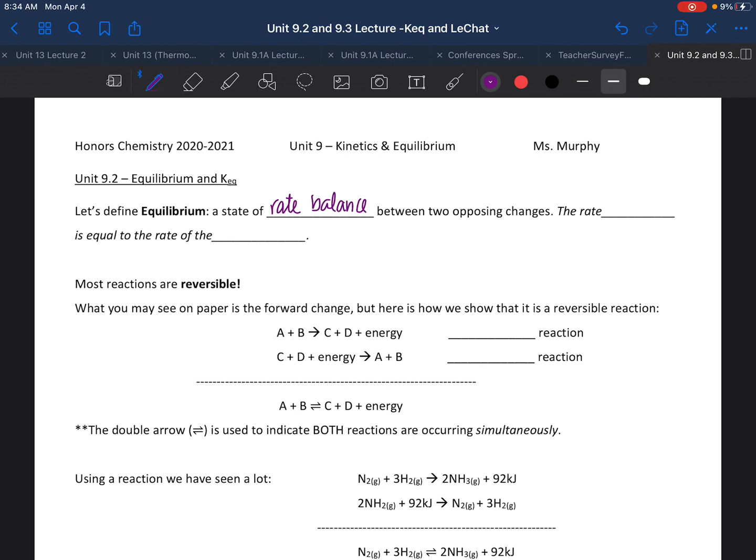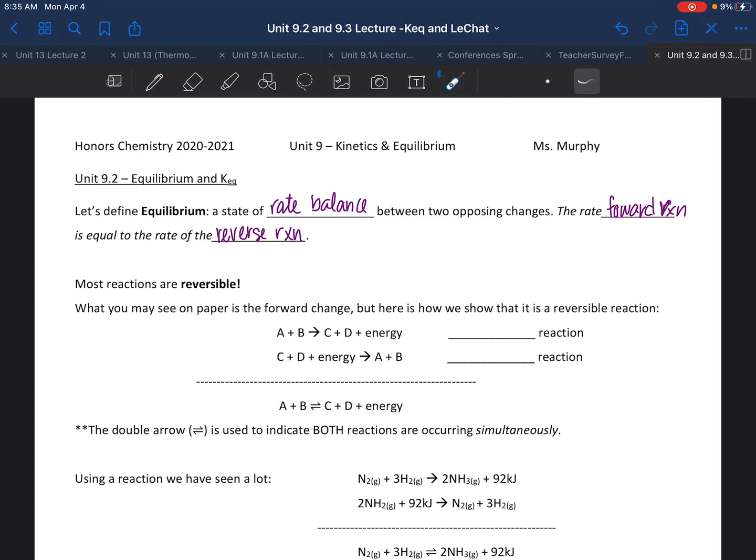It's saying that the rate of the forward reaction is equal to the rate of the reverse reaction. And so RxN, that's just an abbreviation for reaction. And so most reactions are actually reversible. What you might see most of the time is we define a forward reaction, that's what we put on paper.